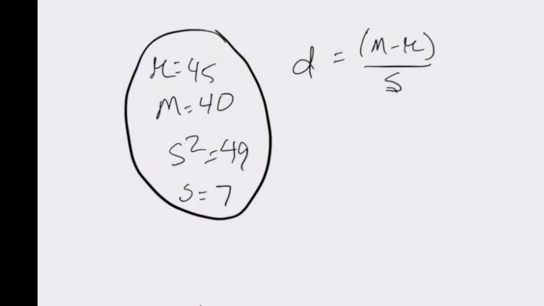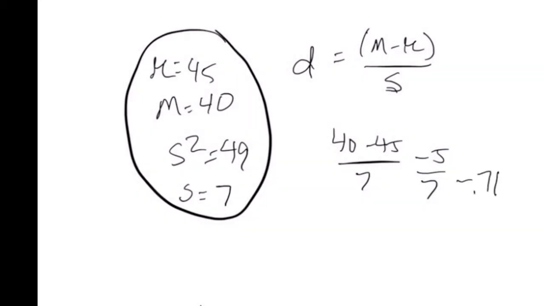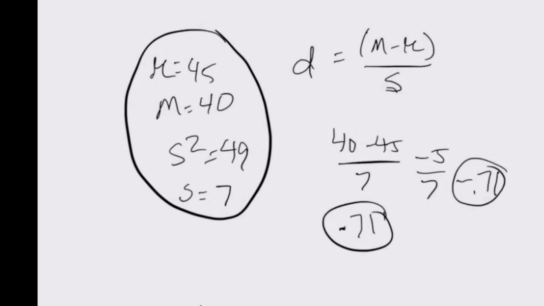So Cohen's d in this case is going to be 40 minus 45 divided by 7. So negative 5 divided by 7 gives us a negative 0.71. Now when we're reporting Cohen's d, we can just get rid of the negative sign. It can just be 0.71. If you put a negative sign, it's not going to count wrong, but Cohen's d is typically reported as an absolute value of 0.71. So this is getting close to a large effect size right there.